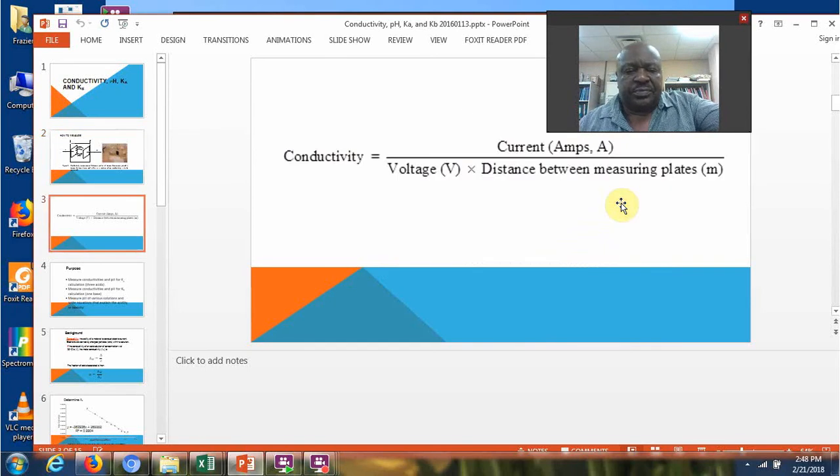Moving right on. So how is conductivity defined? Again, this is a reminder. You apply a certain voltage and a certain current flows. And as you might expect, if the current is high, the conductivity is high. So that's why current is on top and voltage is down here.